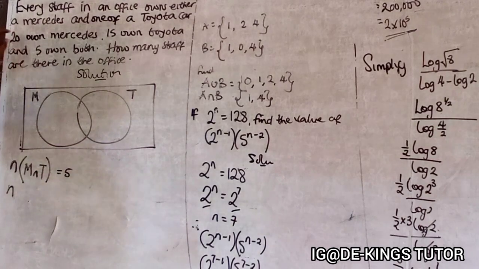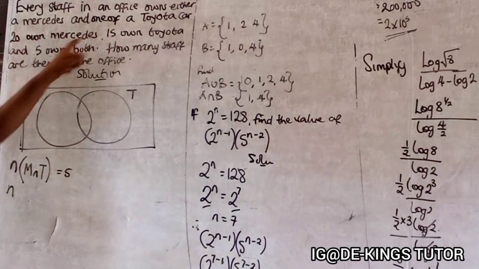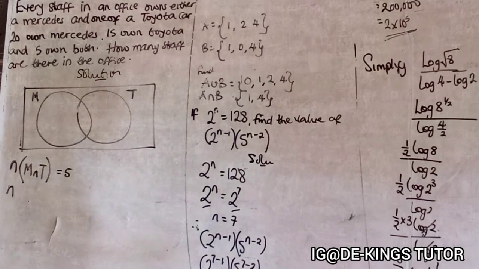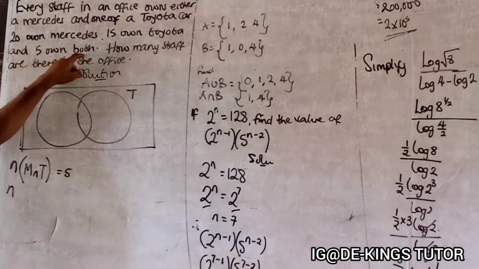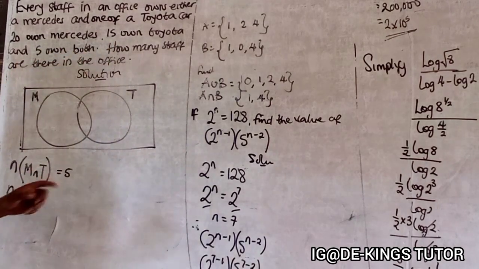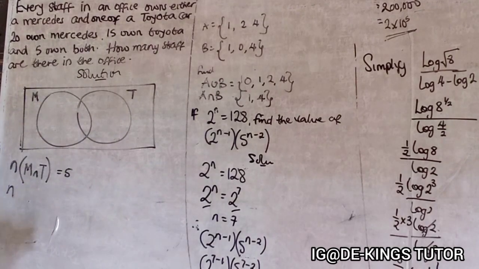If you just add 20 plus 5 plus 15, you might get it wrong, because it said one person can own 2 cars. So in this situation, 5 persons own the 2. Now let's see how many are owned by just a single individual.